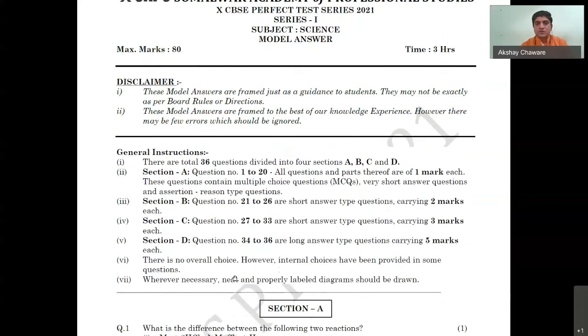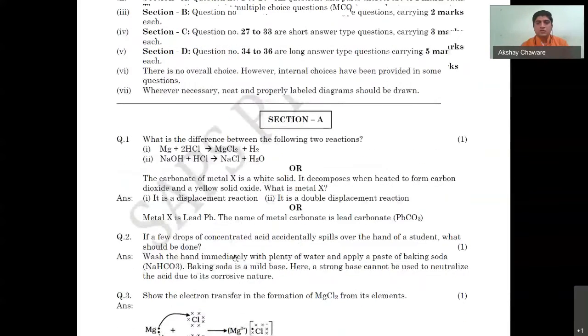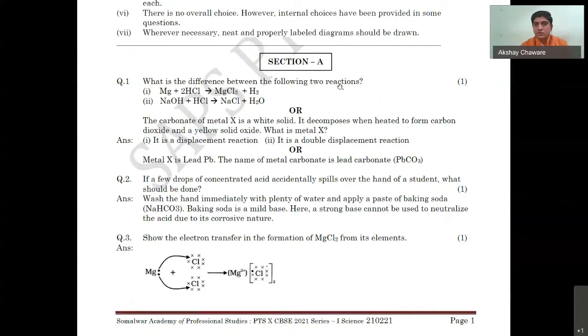Okay. Now let's start. In section A, first question, what is the difference between the following two reactions? Magnesium plus 2HCl gives MgCl2 plus H2, and NaOH plus HCl gives NaCl plus H2O. The first reaction is a displacement reaction, and the second reaction is a double displacement reaction, or we can consider this reaction as between acid and base. So with the help of the type of reaction, we can differentiate between these two reactions.